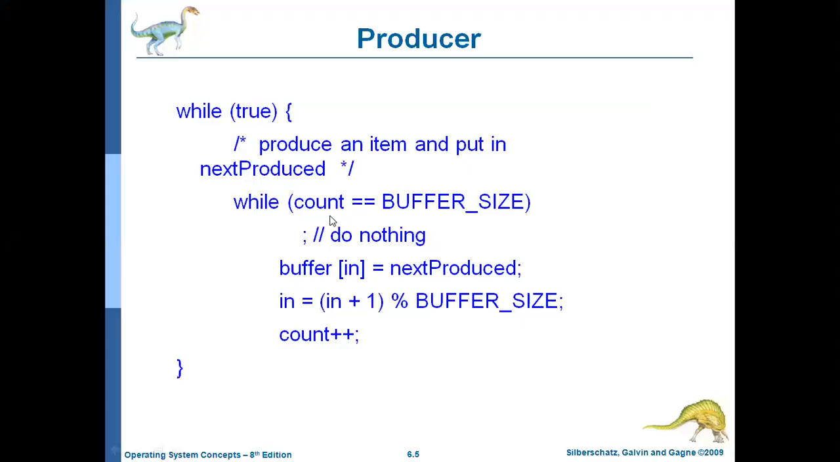Now initially what the producer has to check? The producer has to check whether the buffer is full or not. So what is the value of count? Initially the count value is 0. The buffer size is 5. That means 0 equal to 5? No, 0 is not equal to 5.